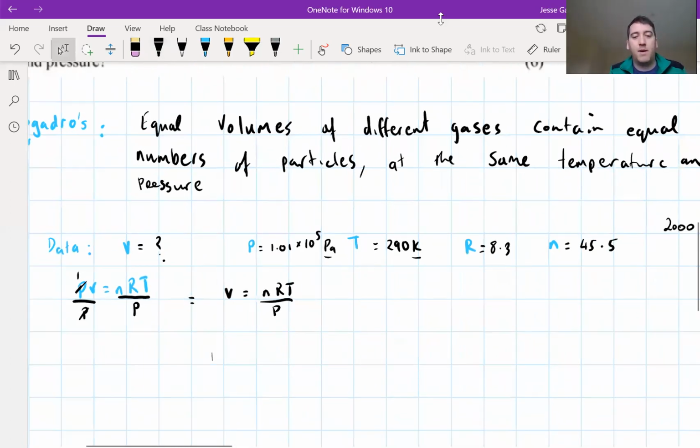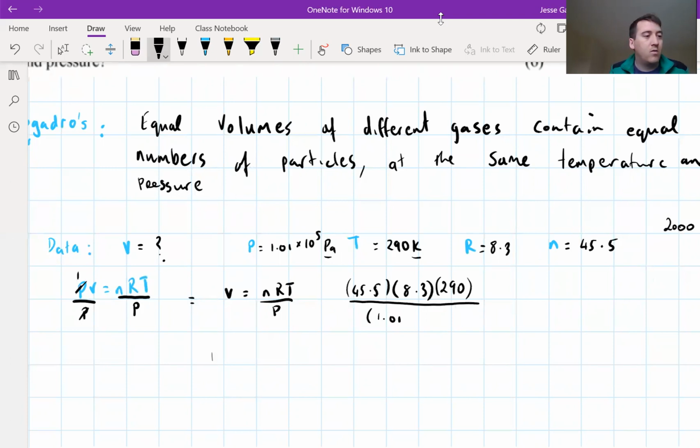Right, now what we're going to do is plug in the values that we know from up here on the previous line. So N, I said, was 45.5 times R, which is 8.3, times T, which is 290 Kelvin. Yeah, 290 Kelvin. All of this is over the pressure, which we said was 1.01 times 10 to the 5. All of this should give me V. Pause the video and work out what V is.